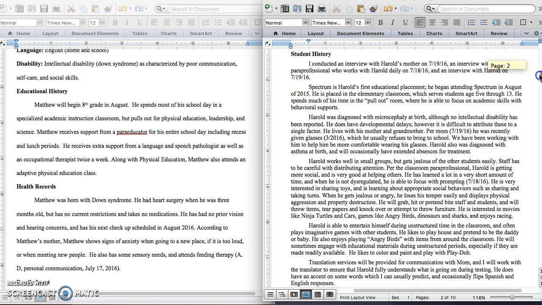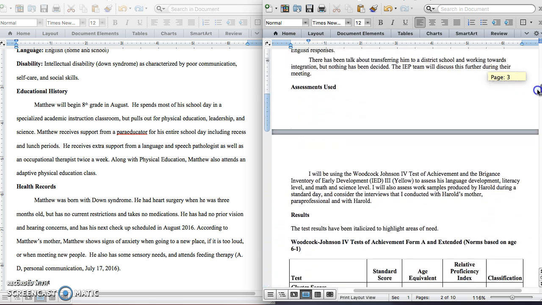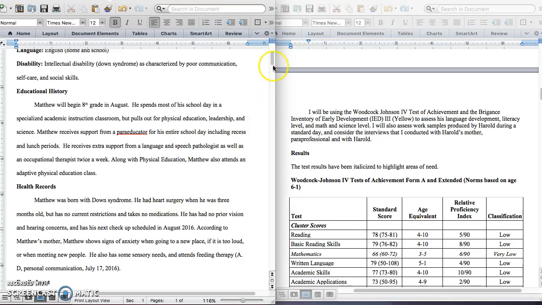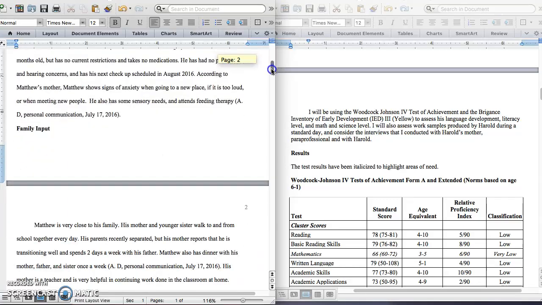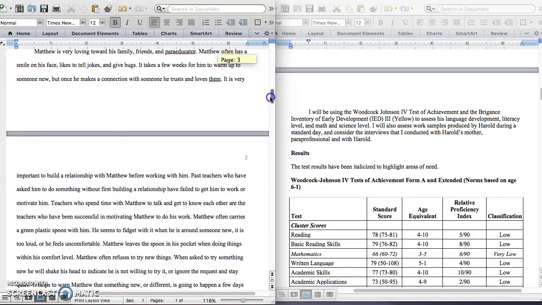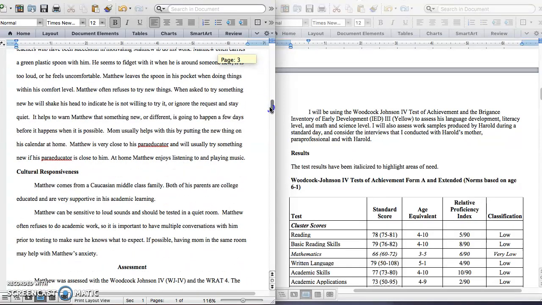So here we go. We've got the student history here. Then the writer goes through and tells a little bit more about where the student has come from. And then another sentence about the Woodcock-Johnson and the Brigance. Once again, note that the health records are in there, the family input is here, the teacher input, the observation. So all that qualitative data that you were asked to get was put in here.